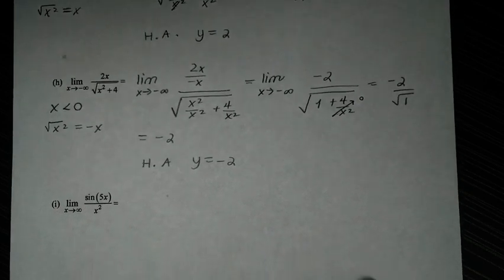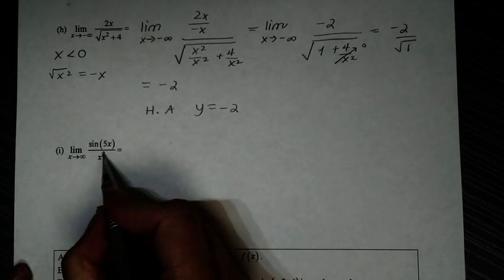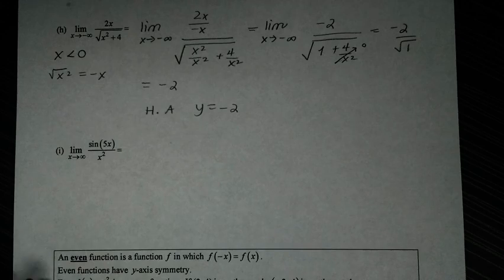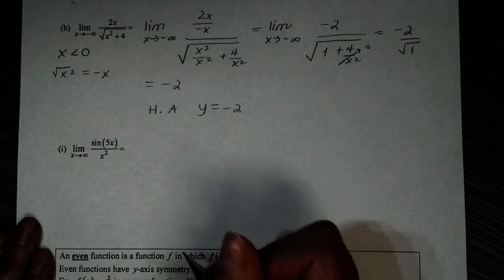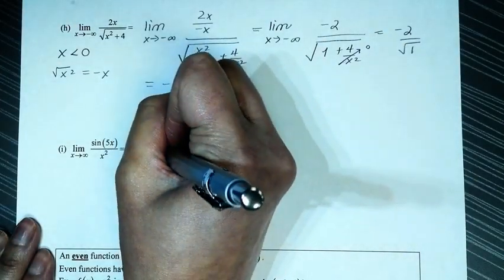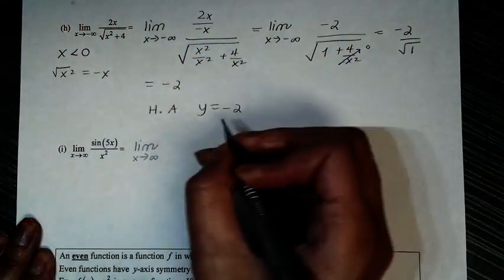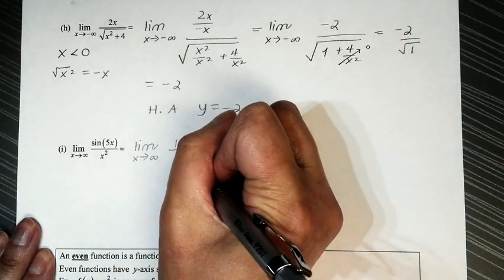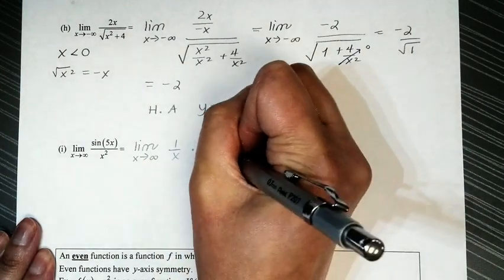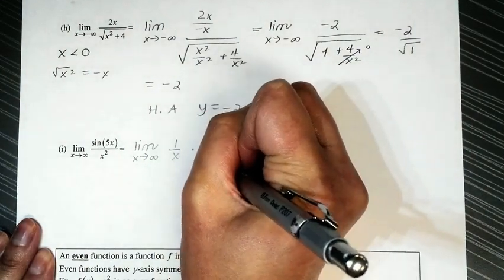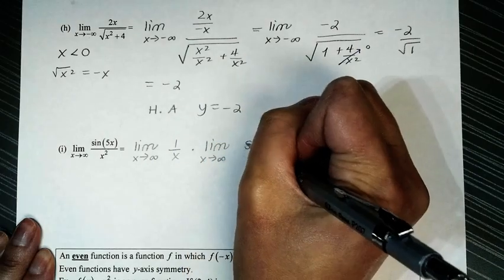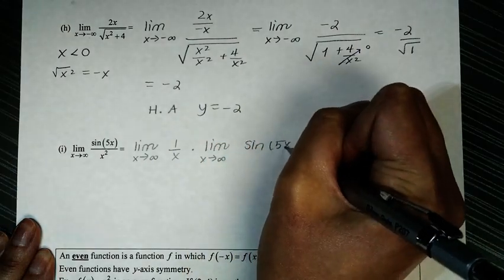Okay, so now, are we going to do the same approach over here? Not necessarily. Why? If you remember from previous lessons, what you can do here is basically divide and conquer. So you have 1 over x, times the limit as x approaches infinity of the sine of 5x divided by x.